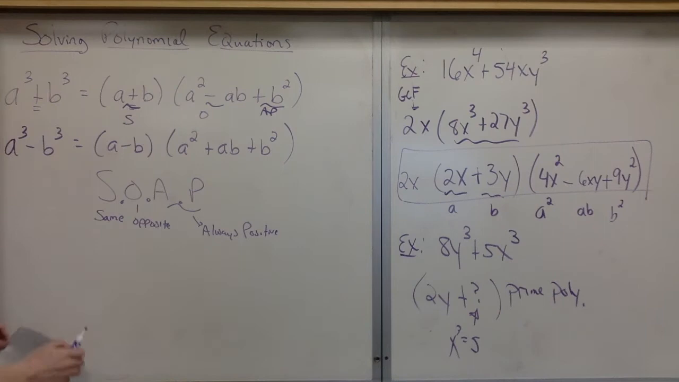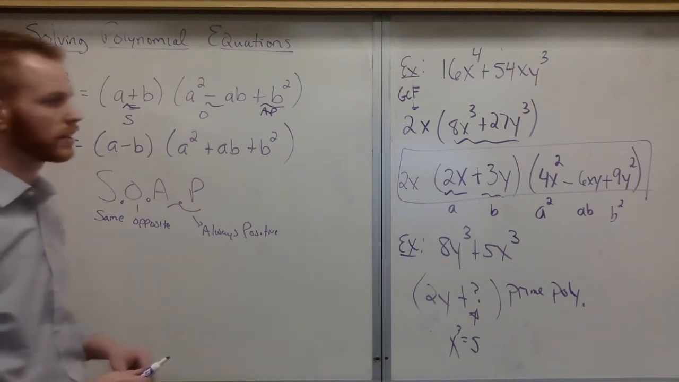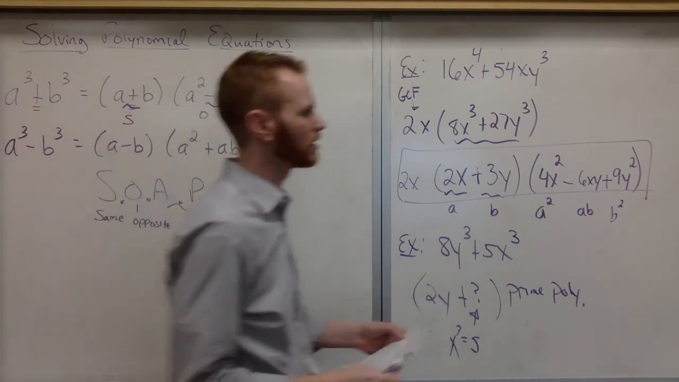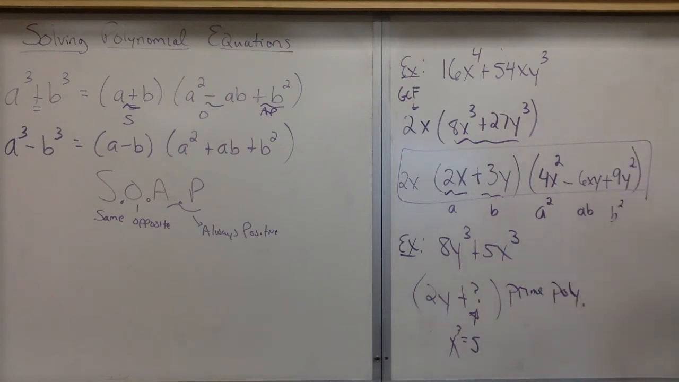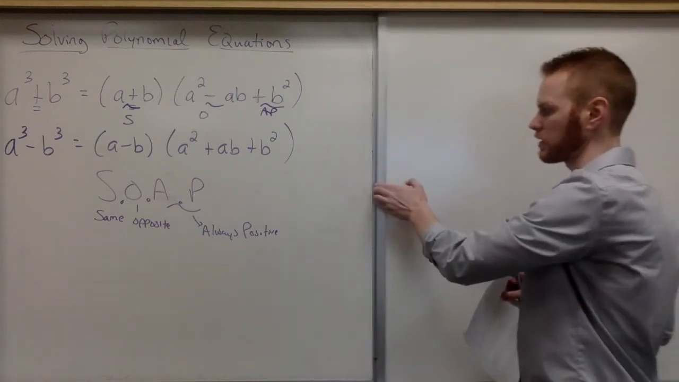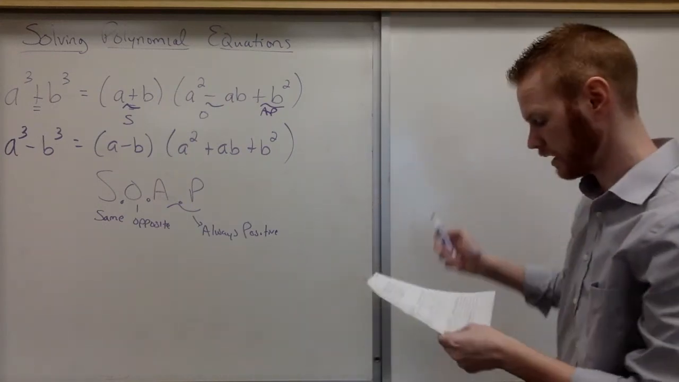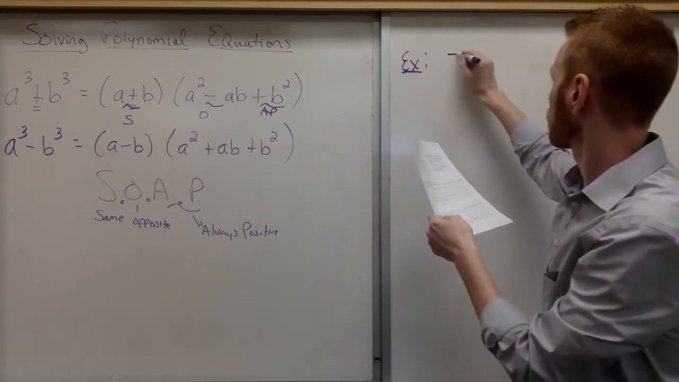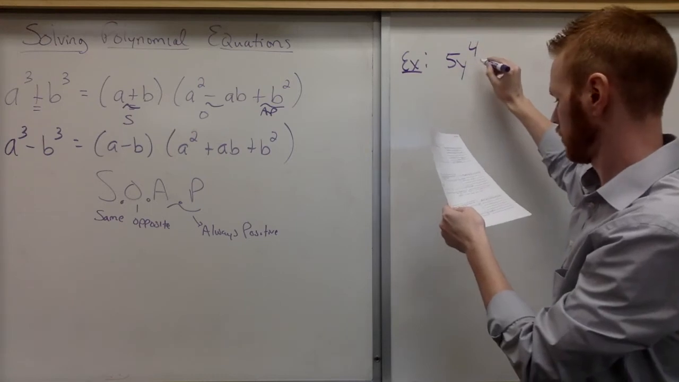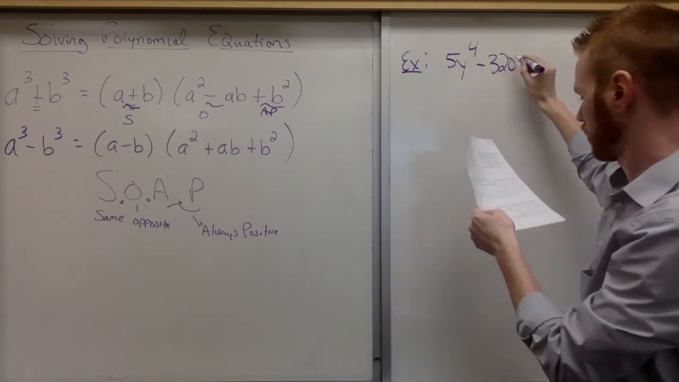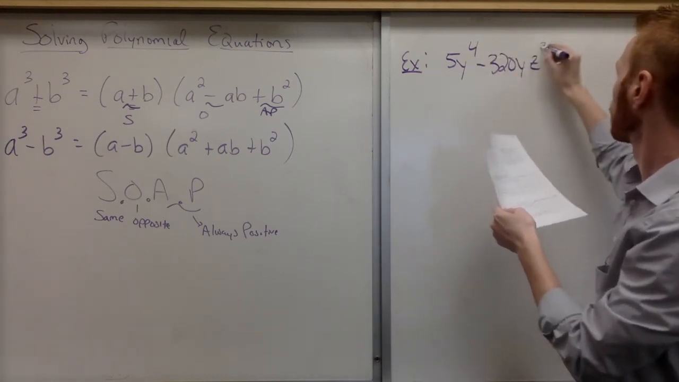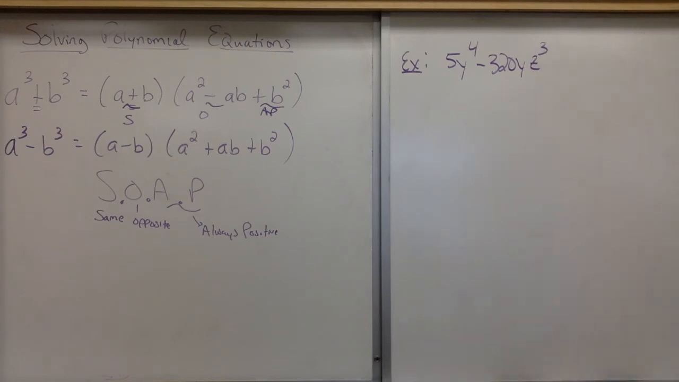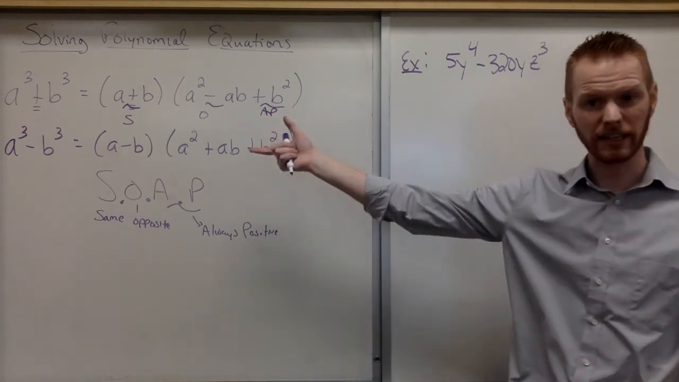Let's try another example. And I hate getting rid of that guy, so I'm going to put another whiteboard here. Okay, so let's do another example. Okay, so here's my next polynomial that I want to factor. And this doesn't look anything like that yet, right?